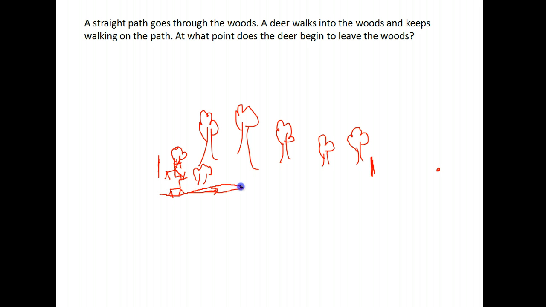So he starts going through on this straight path. When is he going out instead of in? And that would happen halfway through, right? The first half, he's going into the woods, and then right here in the middle, he starts the rest of the way going out of the woods. What is that middle point called? It's the midpoint. So the midpoint of the segment is where the deer would begin going out of the woods rather than into the woods.